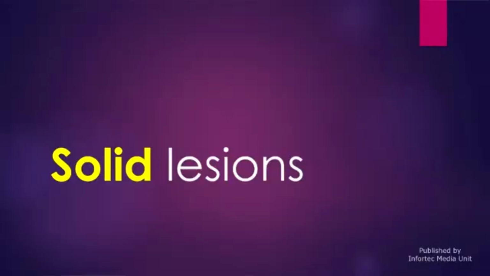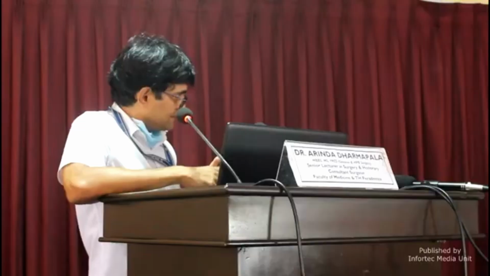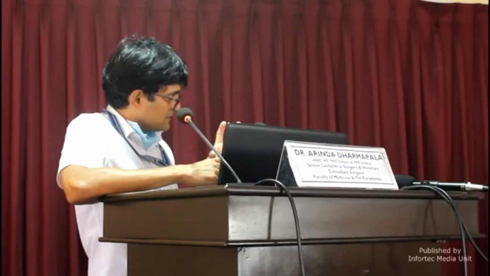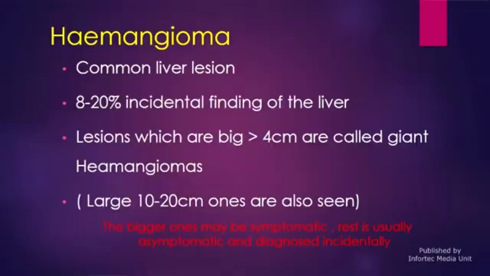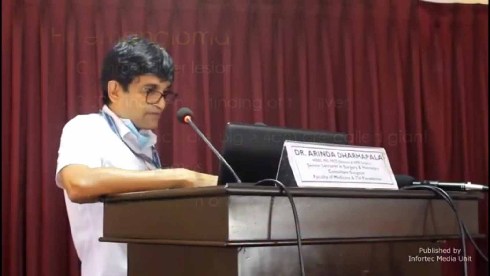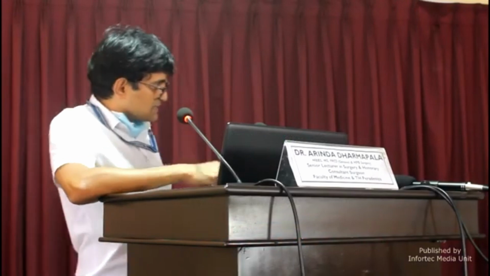Now, if you go by the pathology of the lesions, if I take the solid lesions, I will quickly go through some of the common solid lesions in the liver that we see. Hemangioma is one of the commonest lesions, seen in about 20% of cases. Usually they are asymptomatic, usually small, right? But if they are bigger than 4 centimeters, usually we call them giant hemangiomas. But actually we see larger ones, about 10 to 20 centimeters in size, right? These are the ones which cause symptoms.